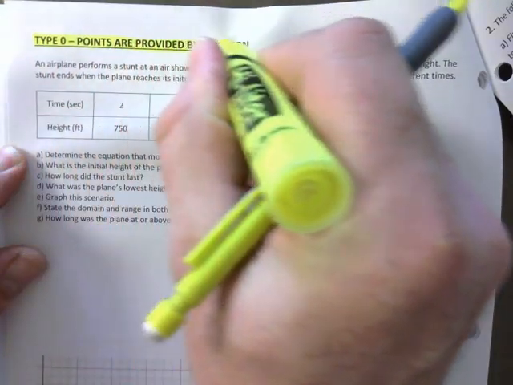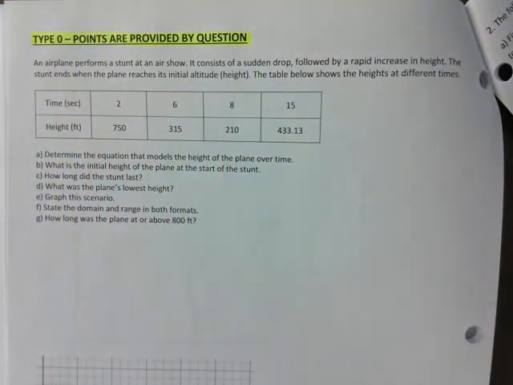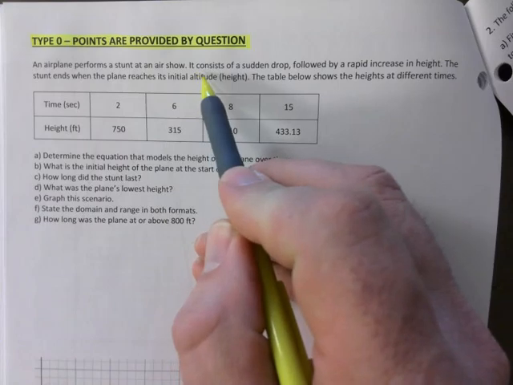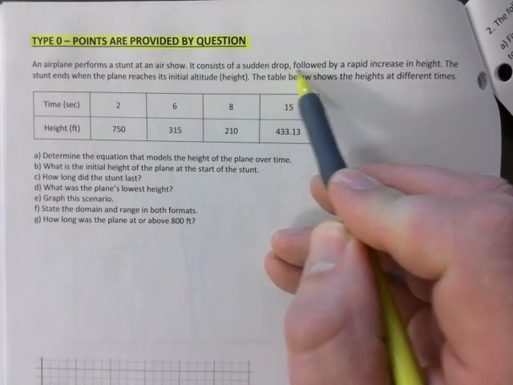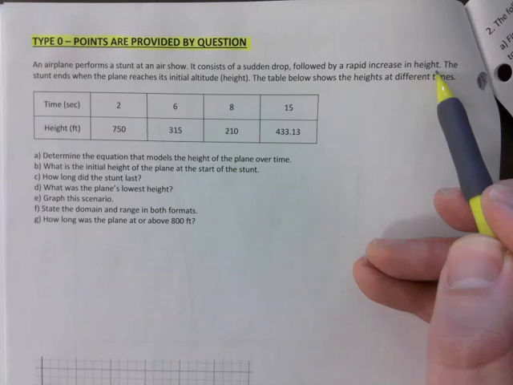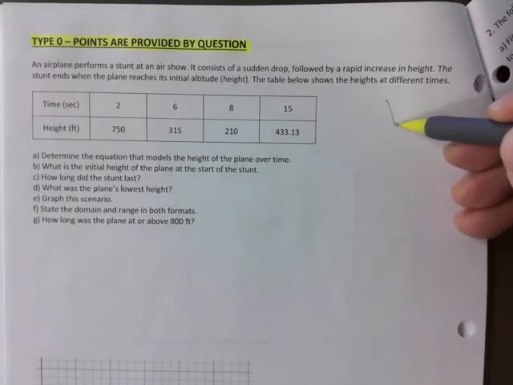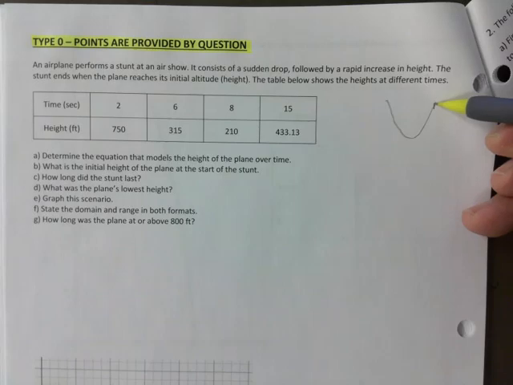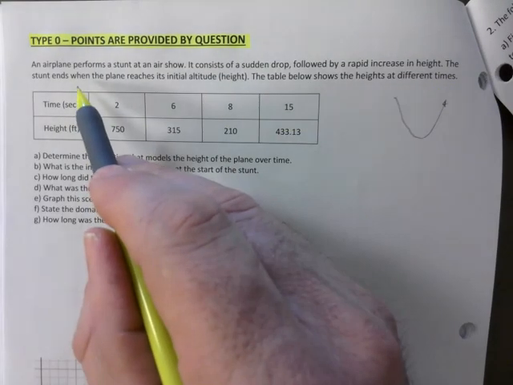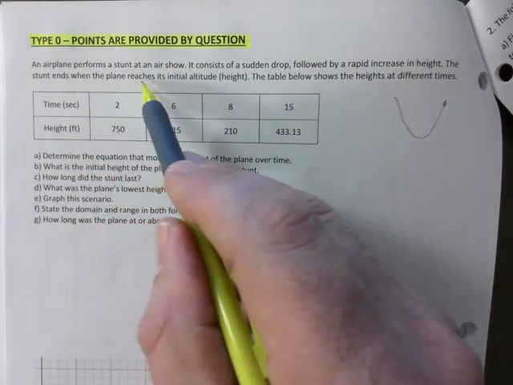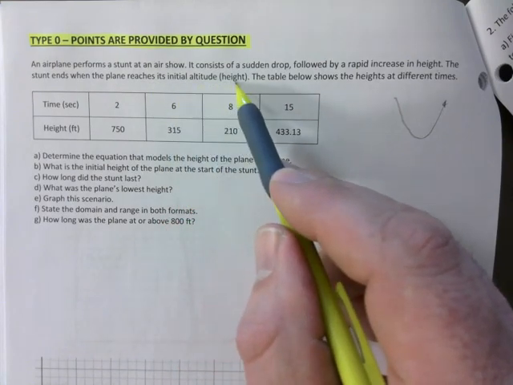That one is a very popular one, even in grade 12 applied. So you should at least be able to look at it and know what to do. Okay. So an airplane performs a stunt at an air show. It consists of a sudden drop followed by a rapid increase in height. So we can imagine a sudden drop and then it goes back up, right? Something like that.